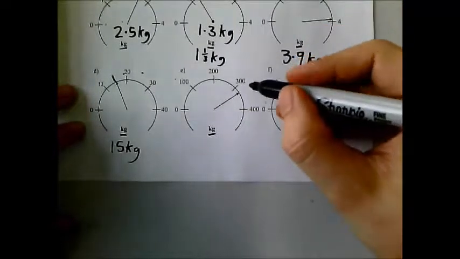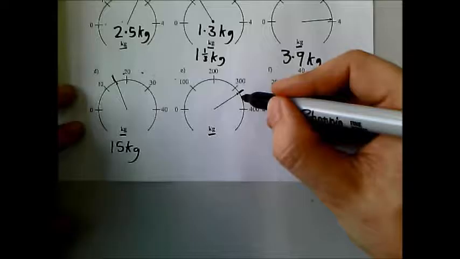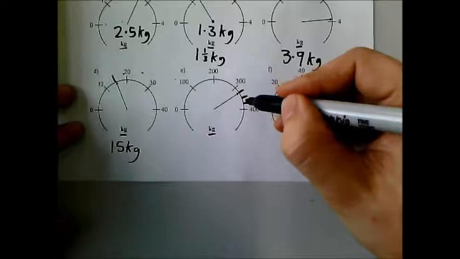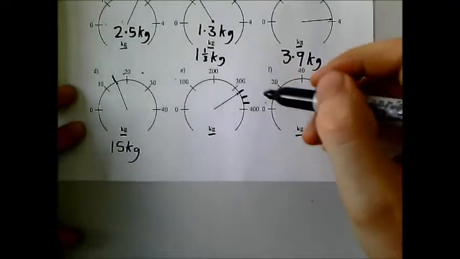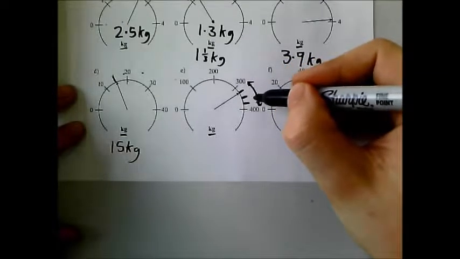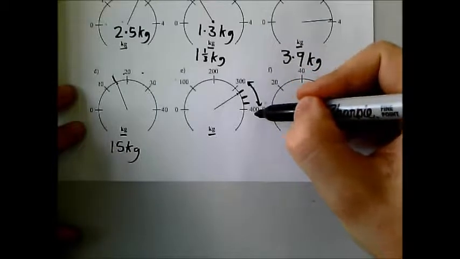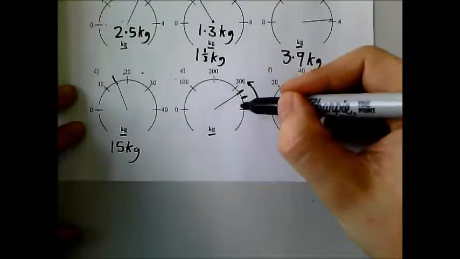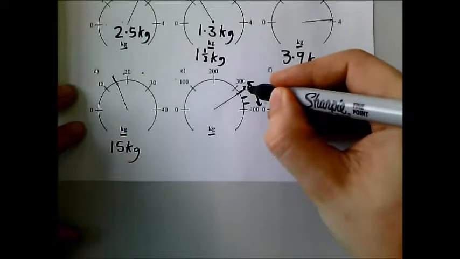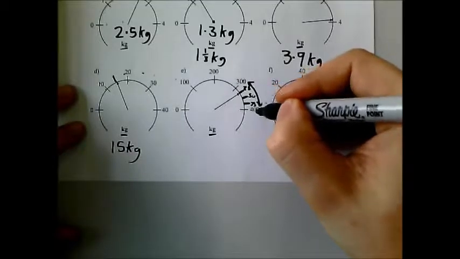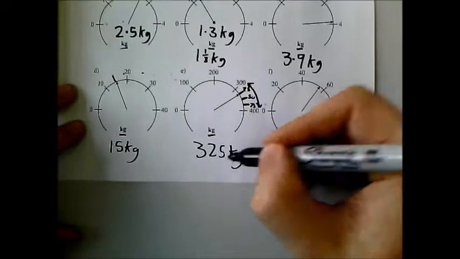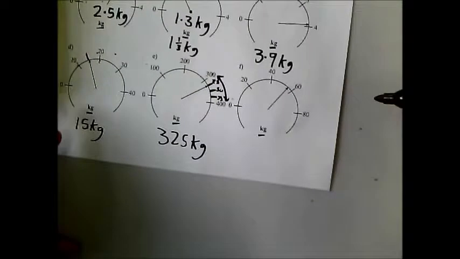Okay, now we're getting a little bit trickier. So I'm going to split this into equal pieces. So 1, 2, 3, 4. So I would say that's about a quarter of the way through. So I need to split this distance here into 4. So the distance between 300 and 400 is 100. So if I split 100 into 4 equal pieces, each of these pieces are worth 25. Okay, so 25, 50, 75, and then 400. So this is going to be 325 kilograms.